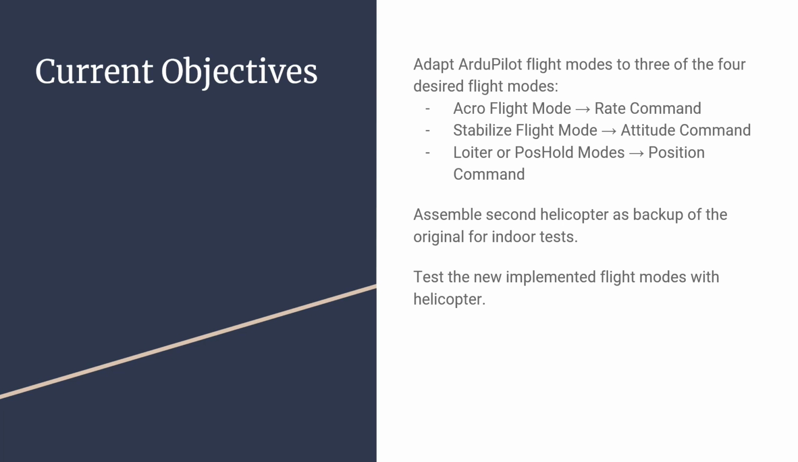We want to test the implemented flight modes with the helicopter to see if they work properly. We also want to assemble a second helicopter as backup because we have already learned that things don't always go to plan or as expected.